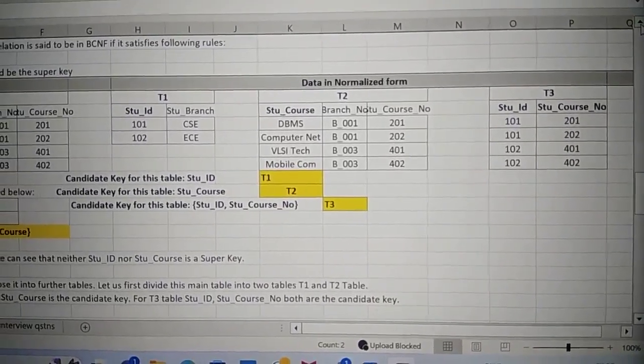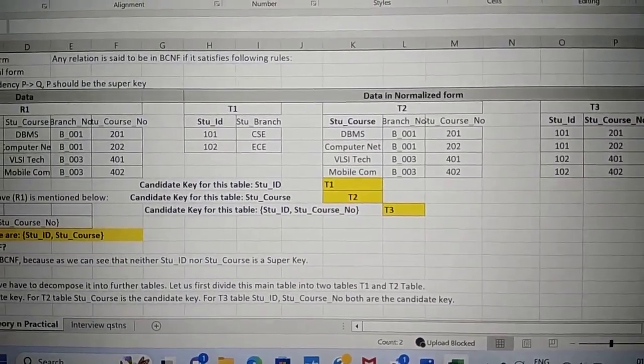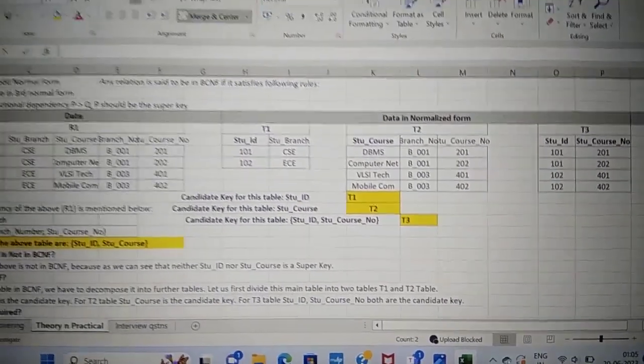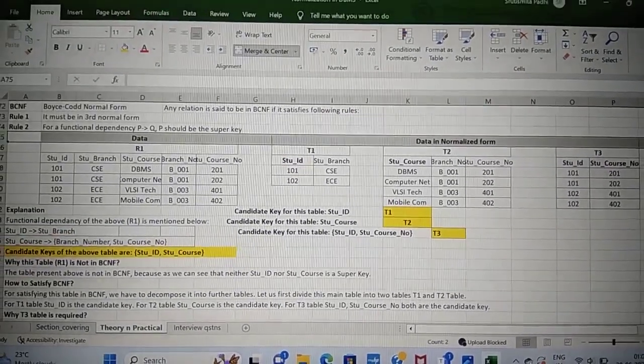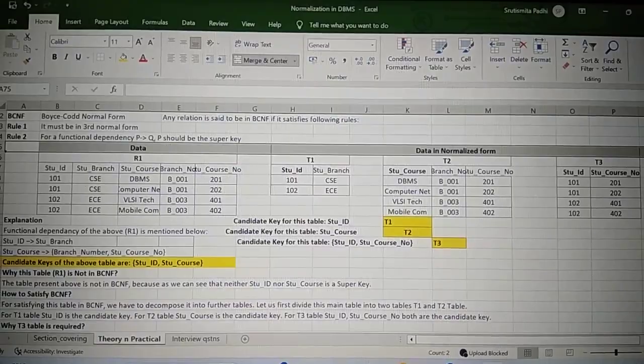Now the question is, why do we require the T3 table? Because that is a mediator between T1 and T2. To join these two tables, T1 and T2, T3 is required because it has the common columns.